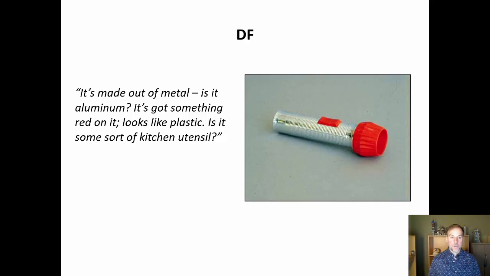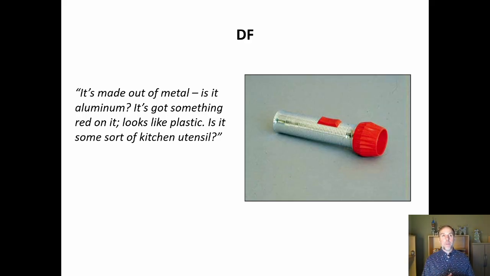All right, let's get into some examples. Imagine we show DF objects, and the first example is this flashlight. We show it to her and we say, hey, do you see this? And unlike someone with blindsight, she would say, yes, I can see that, I'm not blind. And she can see the individual aspects of this. This is a quote from her. She said, it's made out of metal. Yeah, it is made out of metal. Is it aluminum? Yeah, I think it is too. It's got something red on it, looks like plastic. So she can see color. She sees this shiny texture. She can see that this has a plastic texture to it.